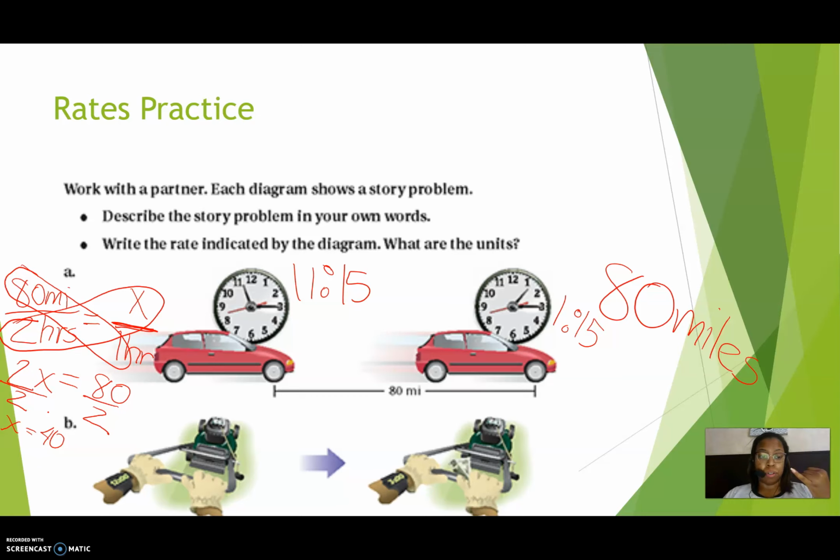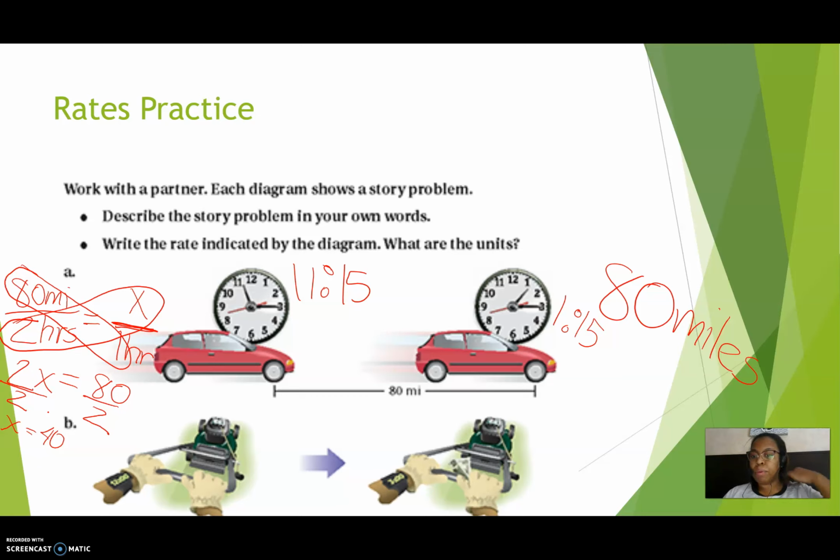That's our unit rate. That is our miles per hour. He is driving 40 miles per hour. So hopefully he's not on the expressway, because that's extremely slow. So 1 hour is 40 miles. If he drives another hour, that's 40 more miles, for a total of 80 miles. That makes sense. Good job.